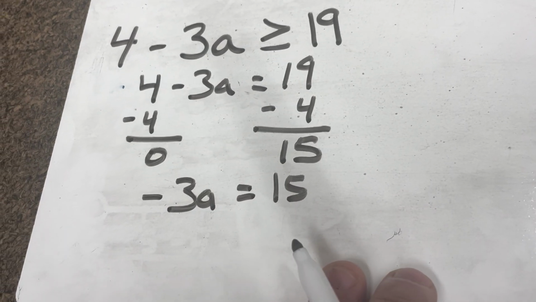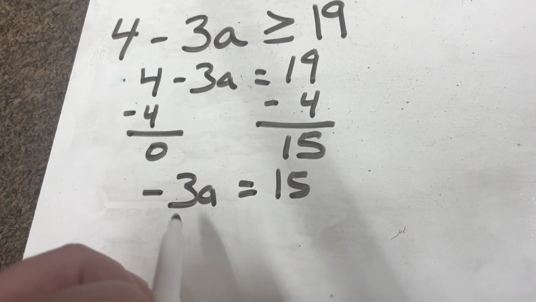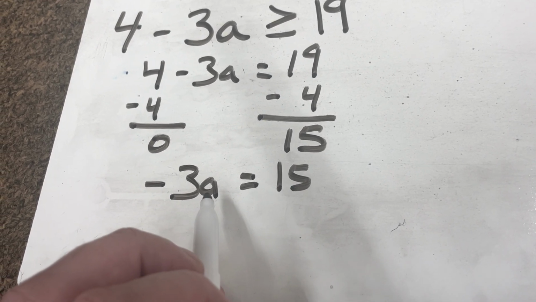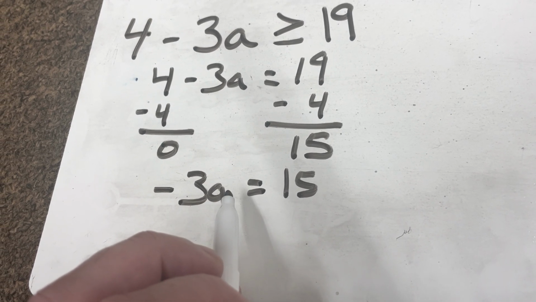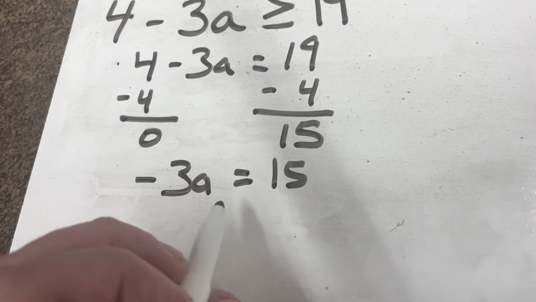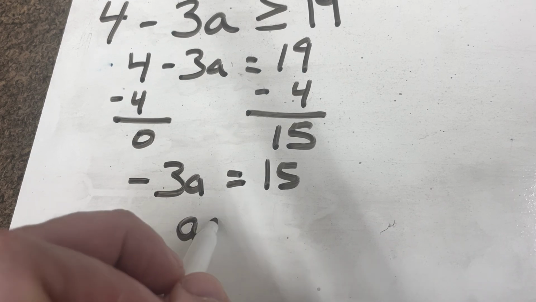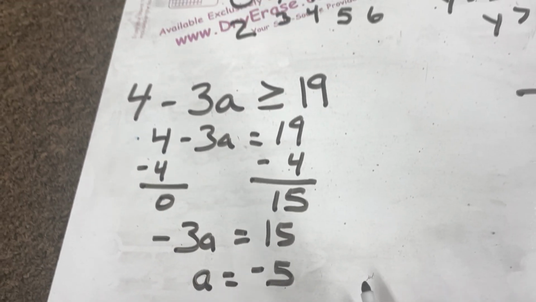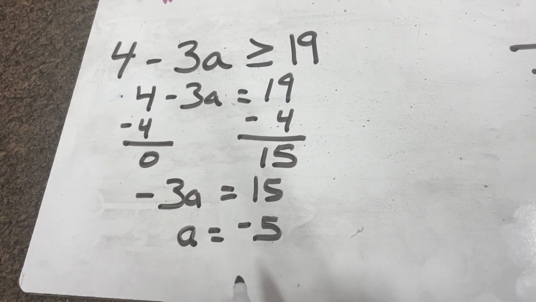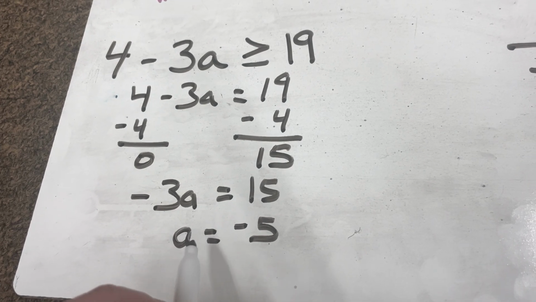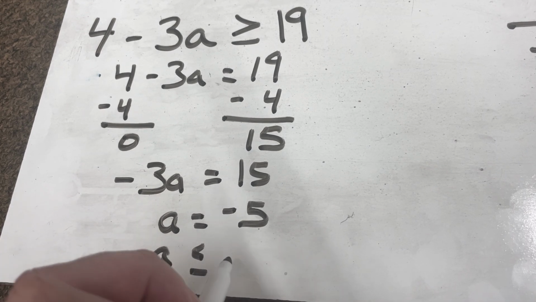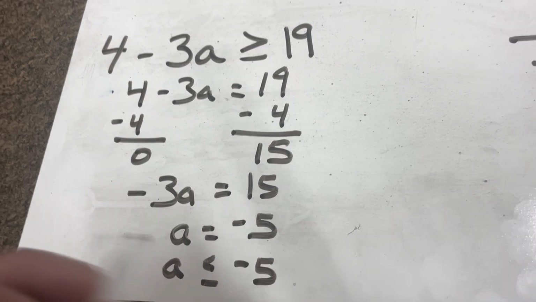Which means I'm going to divide everything by negative 3. Okay, I'm going to divide everything by negative 3. Which means that when I divide everything by negative 3, I'm going to end up with 15 divided by negative 3, which is negative 5. So it's going to be a equals negative 5. Or essentially, because there's a negative sign associated with the variable, I'm going to be flipping the inequality. So it's not going to be a is greater than or equal to negative 5. It's going to be a is less than or equal to negative 5.